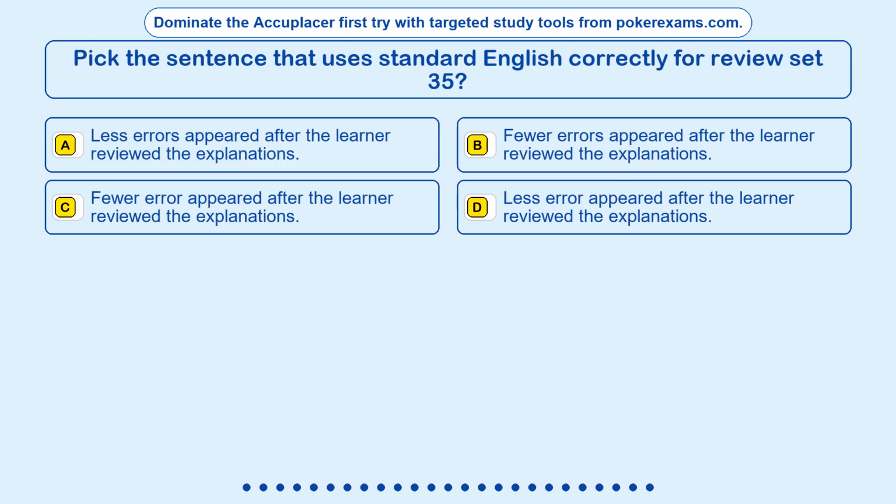Question 20. Pick the sentence that uses Standard English correctly for review set 35. Option A. Less errors appeared after the learner reviewed the explanations. Option B. Fewer errors appeared after the learner reviewed the explanations. Option C. Fewer error appeared after the learner reviewed the explanations. Option D. Less error appeared after the learner reviewed the explanations.